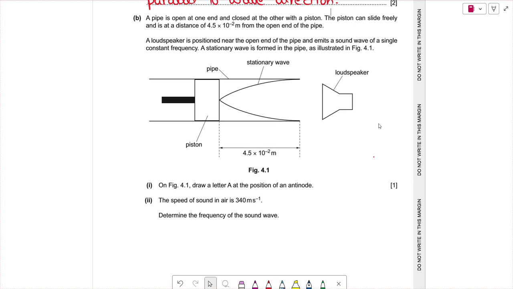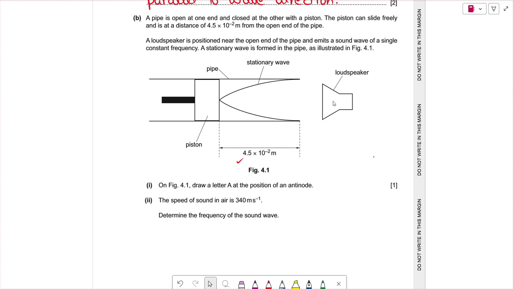Okay, a pipe is open at one end and closed at the other with a piston. The piston can slide freely and is at a distance of 4.5 × 10^-2 meter, so this distance is given. A loudspeaker is positioned near the open end of the pipe and emits a sound wave of a single constant frequency. A stationary wave is formed in the pipe. So, what is a stationary wave? The net transfer of energy is zero, or when two waves travel in opposite directions with equal amplitudes, they cancel each other's effect. Such type of waves is called a stationary wave.